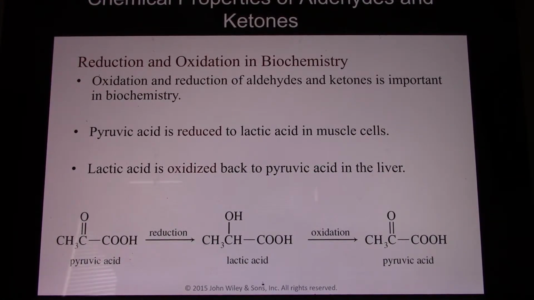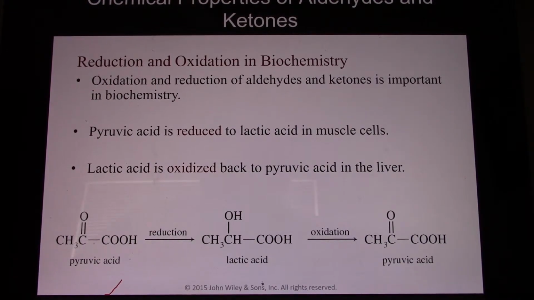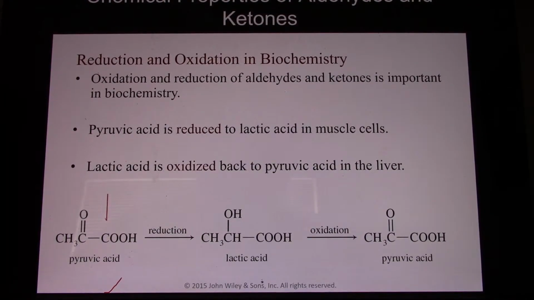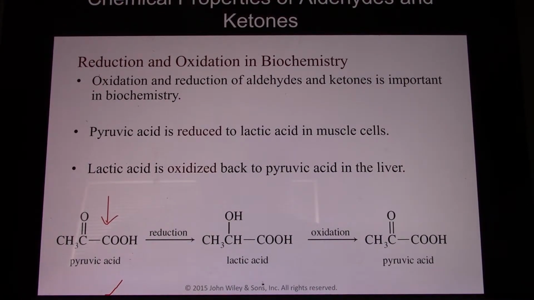Reduction and oxidation in biochemistry. Pyruvic acid is reduced to lactic acid in muscle cells. So we have pyruvate, which is the end product of glycolysis. You start with glucose, and then there's a 10-step process which yields 2 molecules of pyruvate.